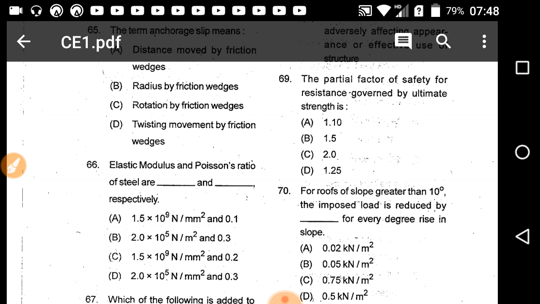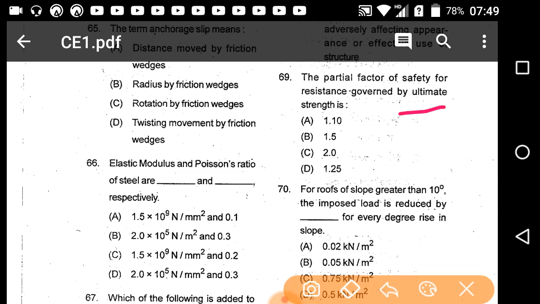But if it is asking about the partial factor of safety for resistance governed by yielding, not ultimate strength, then it will be 1.10, that is option A for yielding, and 1.25 for ultimate strength. So here it is asking ultimate strength, so the correct answer will be 1.25. If it is asking the partial factor of safety for resistance governed by yielding, then it will be 1.10.